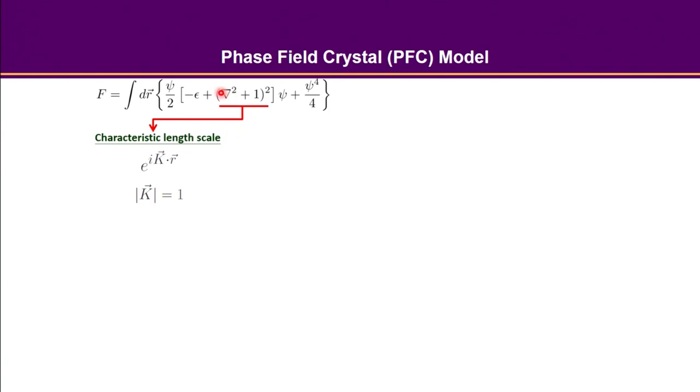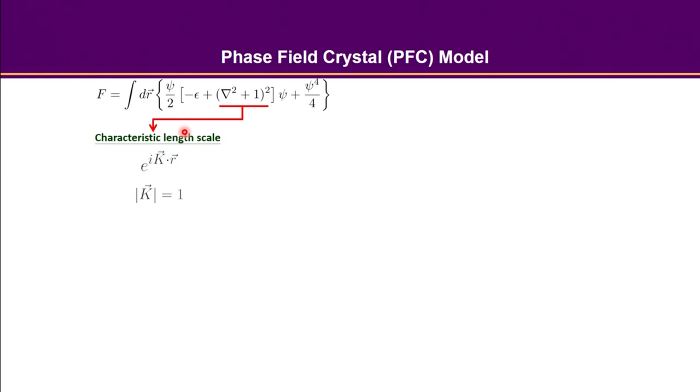The Laplacian here immediately gives you this minus k squared. So minus k squared plus 1, the whole thing squared, you want to minimize that. The only solution you are expecting to get is that the magnitude of the wave number has to be 1. So just looking at the quadratic parts of this free energy functional, it automatically favors a periodic structure in space with the wave number equal to 1.